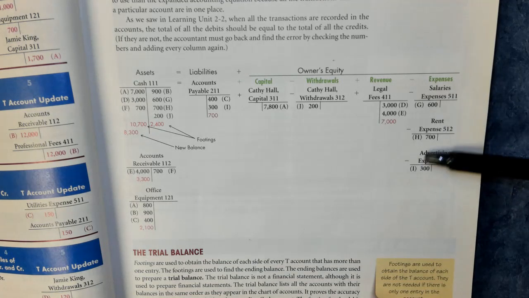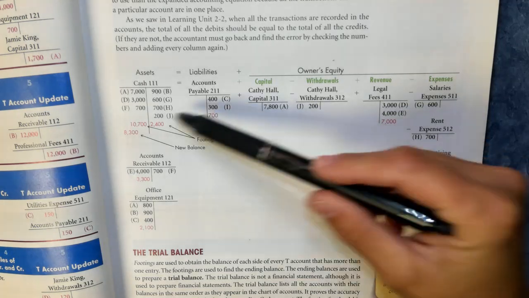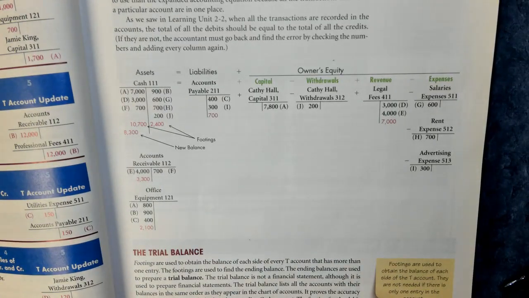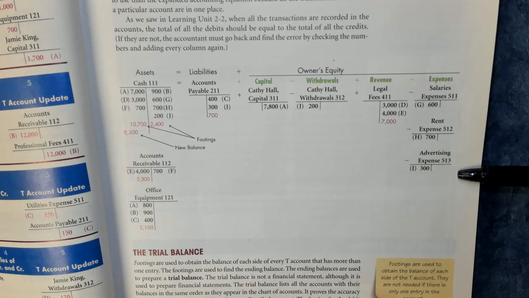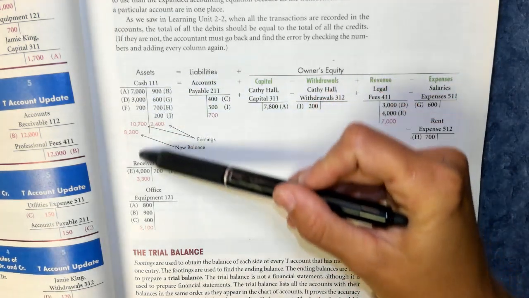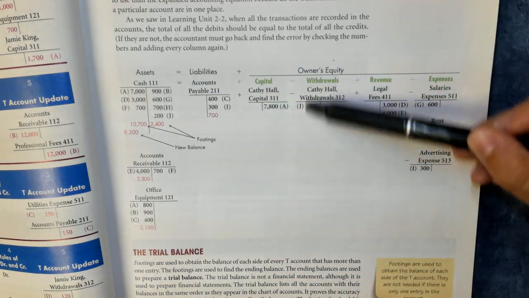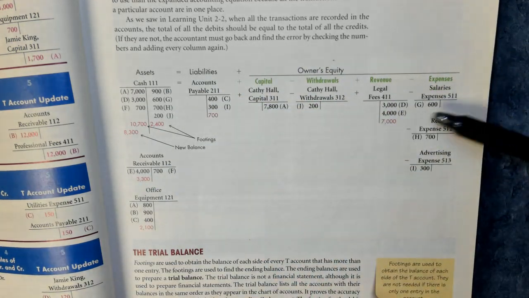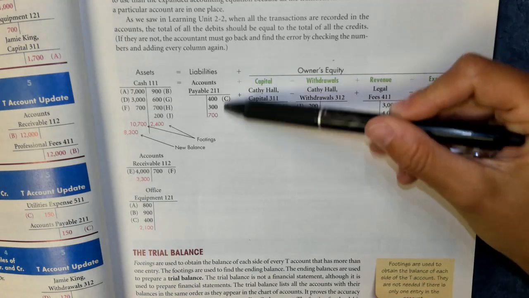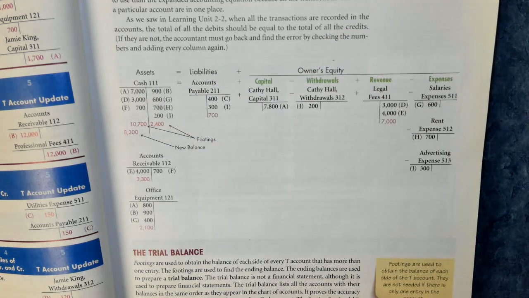Okay? Hopefully by these groupings you can see what's going on in each of the accounts a little bit clearer. And so when all the transactions are recorded in the accounts, the total side of debits, all the debits should equal all the credits. Left should always equal the right, and we are going to prove that as we go along.